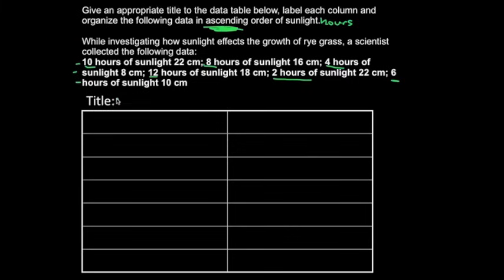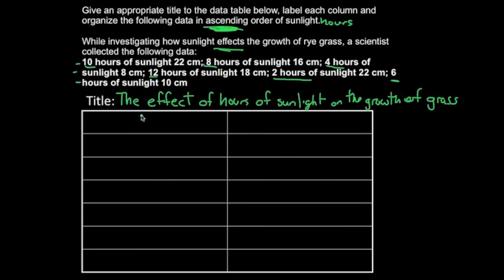First, we have to give our data table the title: the effect of hours of sunlight on the growth of ryegrass. You're just going to restate what it says up here. So we have our title, the effect of hours of sunlight on the growth. It should say ryegrass, but I ran out of space.